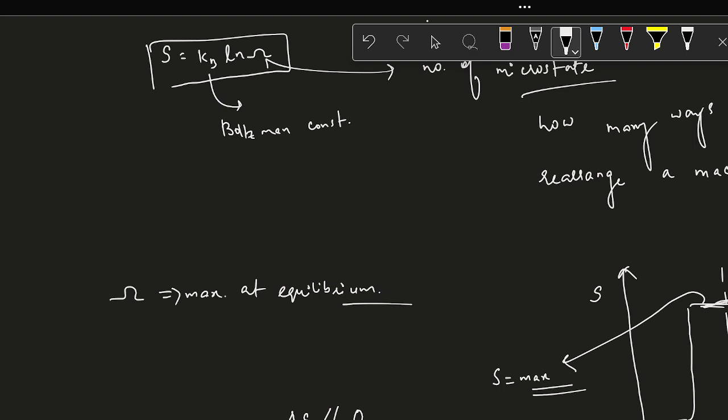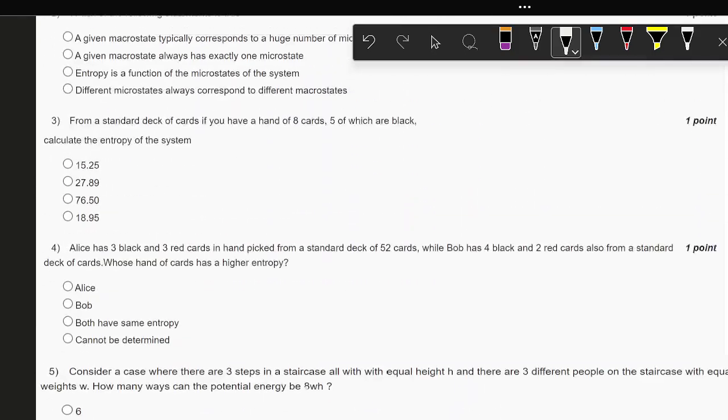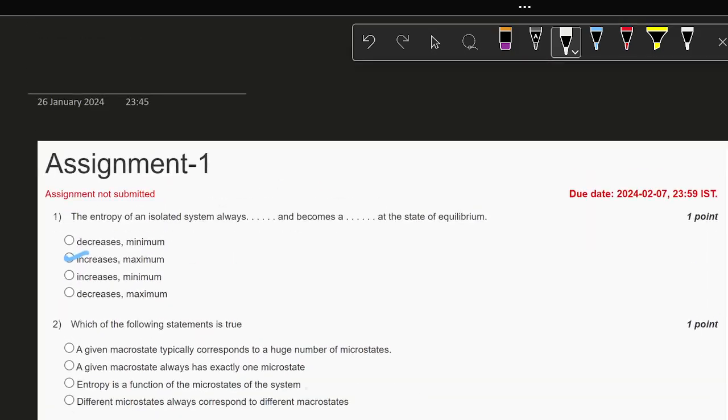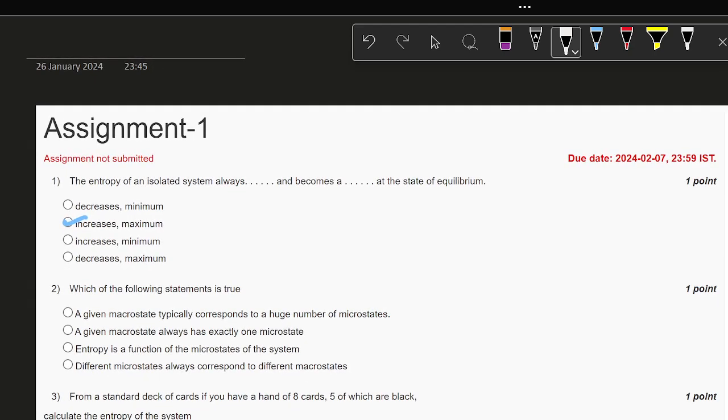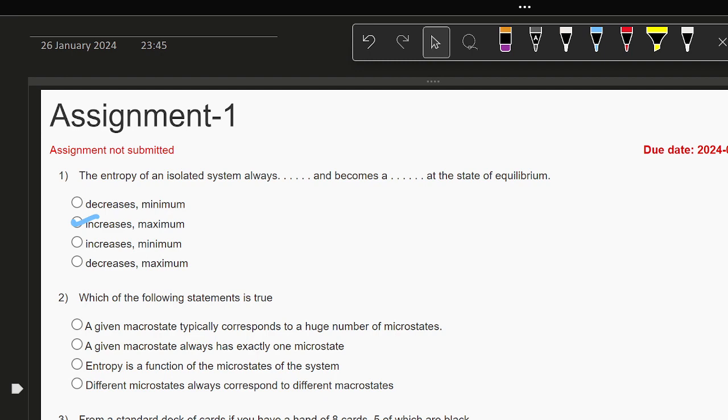Why? Because here it can cover the maximum number of rearrangements possible for the microstates. So the number of microstates omega is maximum, and as a result S equal to k_B ln omega, which is our Boltzmann formula of entropy, should also be maximum. So this was the answer. I think it is clear to you now why the entropy should be maximum in the state of equilibrium. So this is the answer number B in this case.